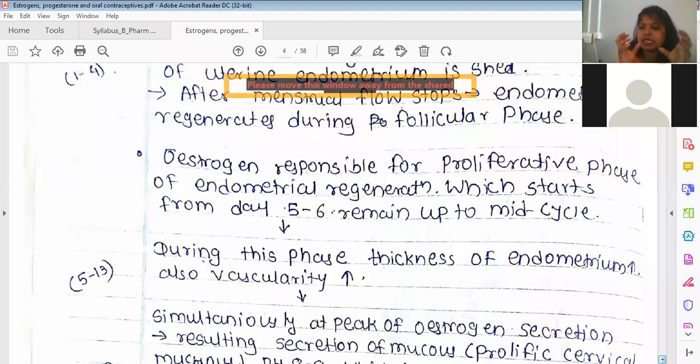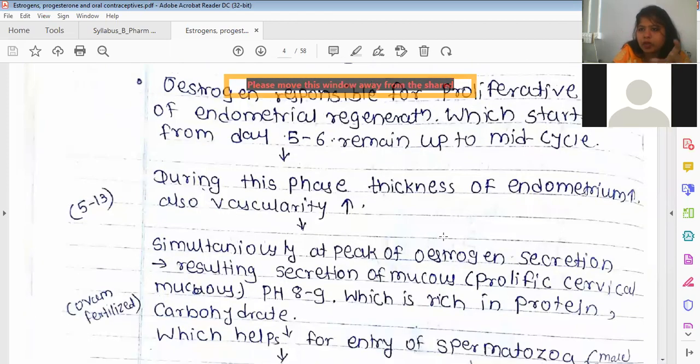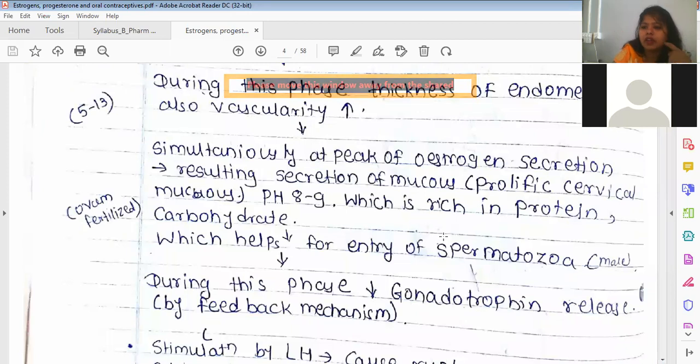And the estrogen is secreted inside the body from the 5th to 6th day. That means the first 5 days are bleeding, and from the 6th day it will start to generate the estrogen. That estrogen will provide the thickness to the endometrium of the uterus, and estrogen will play its role from the 5th day to the 13th day.